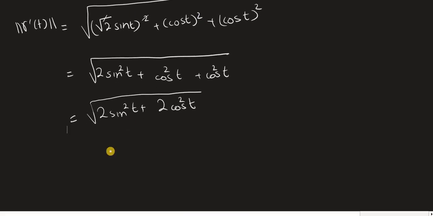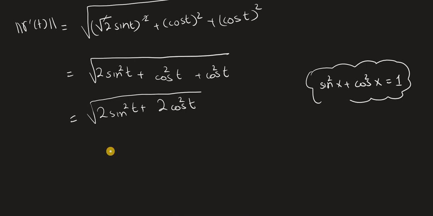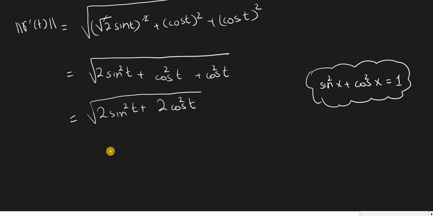Moving on. To simplify this further, you need to know a trig identity. The trig identity is sine squared of x plus cos squared of x equals 1. Again, x and t don't matter, it's just a variable, it can be any variable. Here it's t.